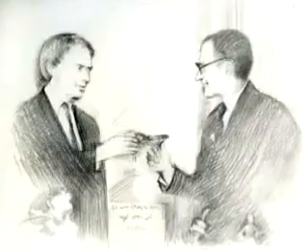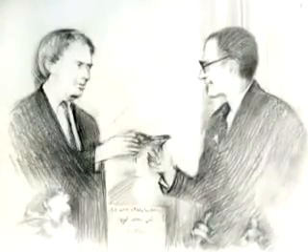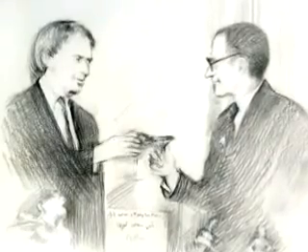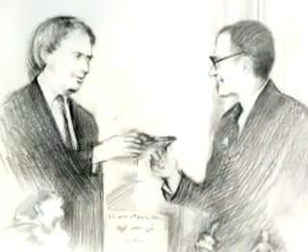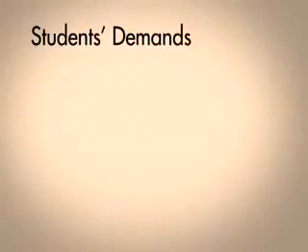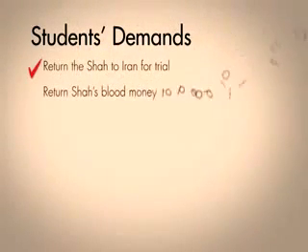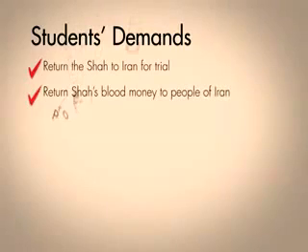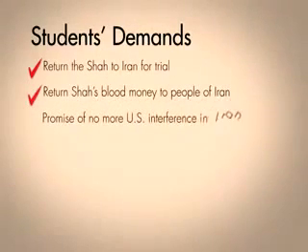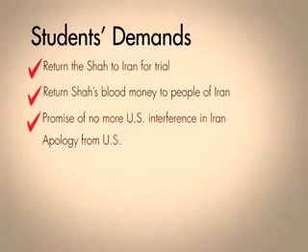Iran and the U.S. had an extradition treaty in force that obligated the Carter administration to return the Shah to Iran as an indicted criminal. The students had 4 demands: return the Shah to Iran for trial. He had been accepted into America for medical treatment. Return the Shah's wealth to the Iranian people. A promise from the U.S. not to interfere in Iran's affairs in the future. And an apology and admission of guilt by the U.S. for its past actions in Iran.